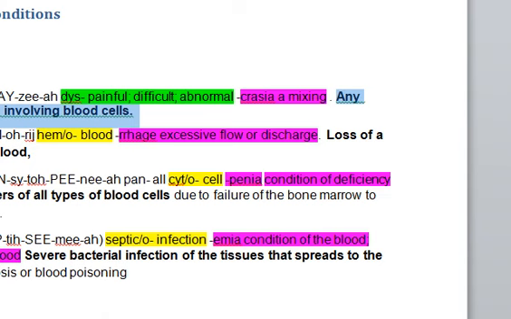Hemorrhage is the next term. Hemo means blood. Rage means excessive flow or discharge, and the term is defined as a loss of large amount of blood, and so that's pretty easy to understand. So I'm going to move on.